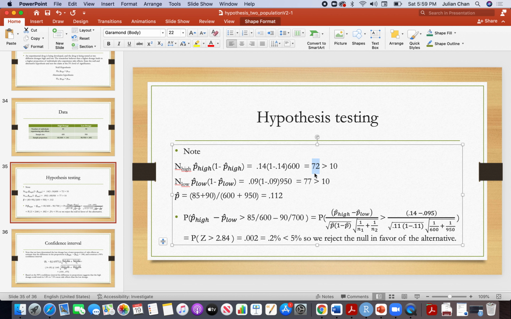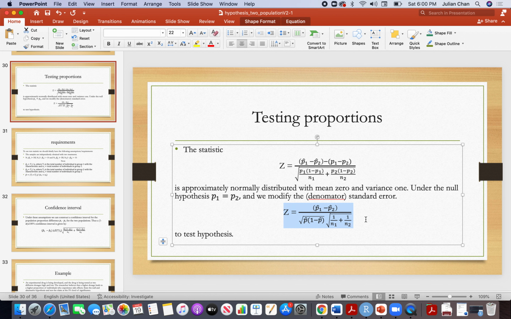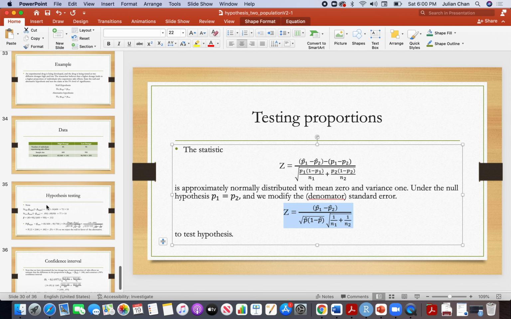Great. We meet the assumptions. We have 72, which is bigger than 10. We have 77, which is bigger than 10. We're going to need the pooled or average rate of a side effect of 0.112 here. And we calculate this probability, the probability that high is bigger than low for proportions, and it's given by this. According to the statistical theory, I can standardize it, so I divide by the standard deviation here. And that comes from the formula that we had right here. So we use this formula and we calculate it right here.